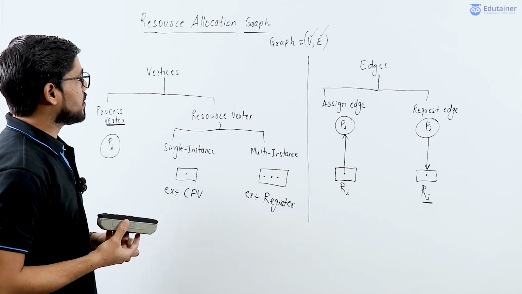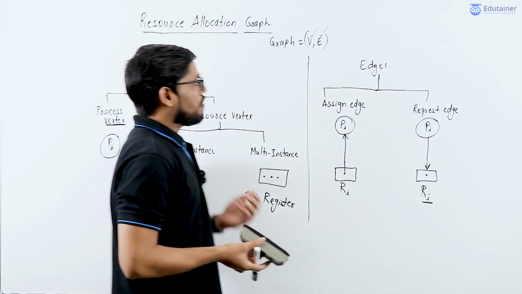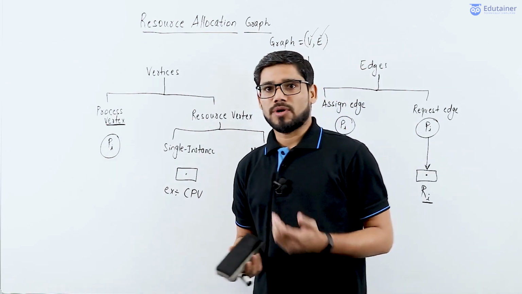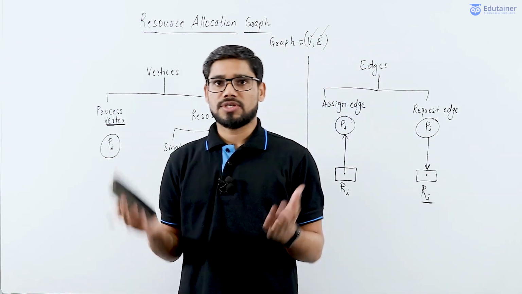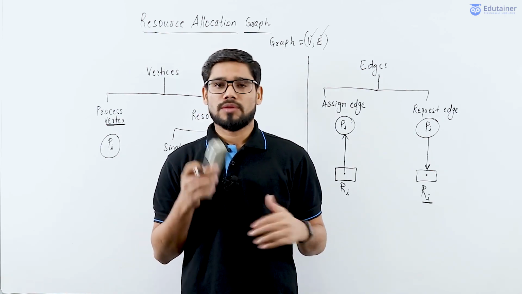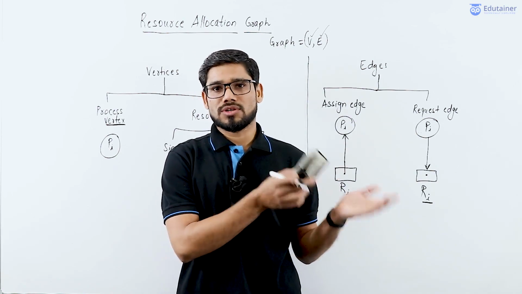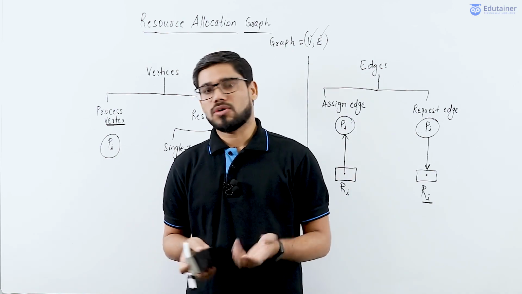In the next video, we will see the two different types of resource allocation graphs, which will help to detect whether a particular state is safe or unsafe, and based on that we can decide whether it causes a deadlock problem or not.